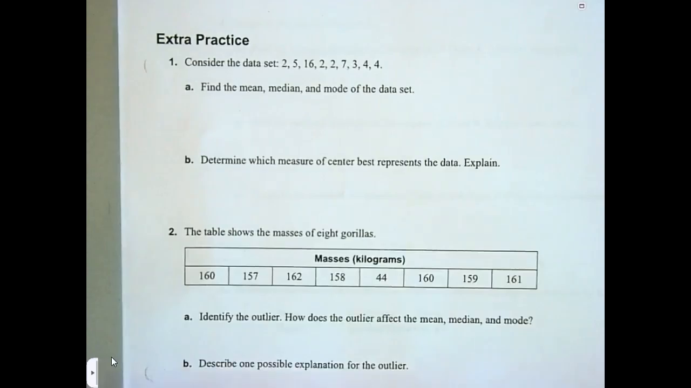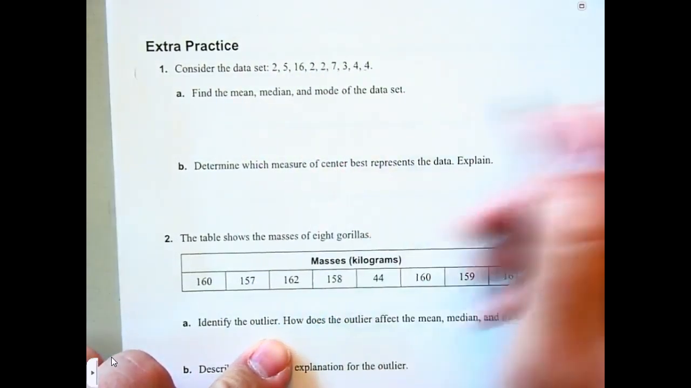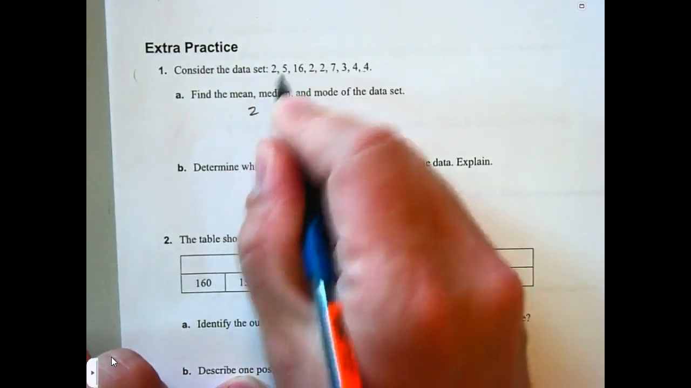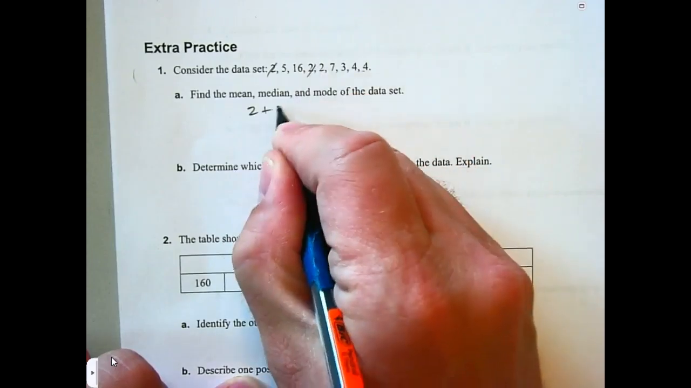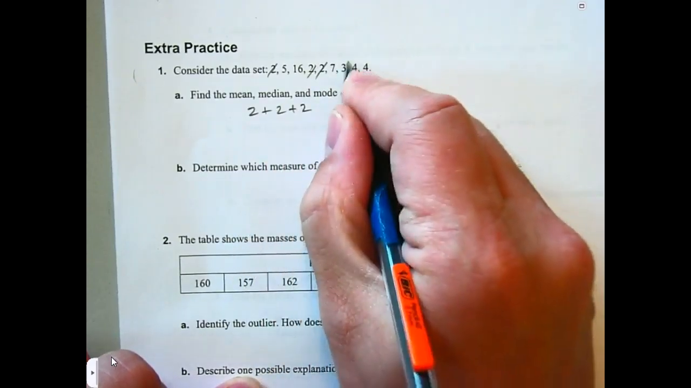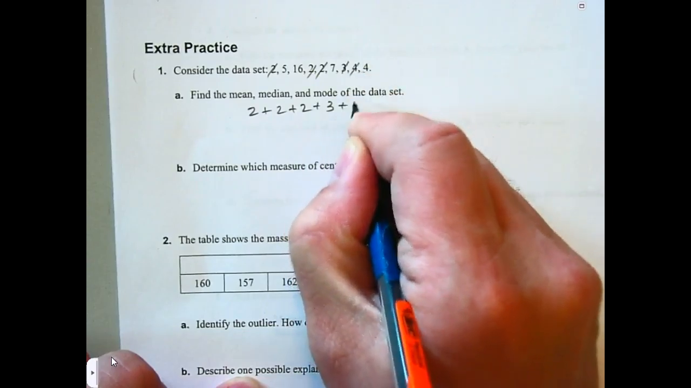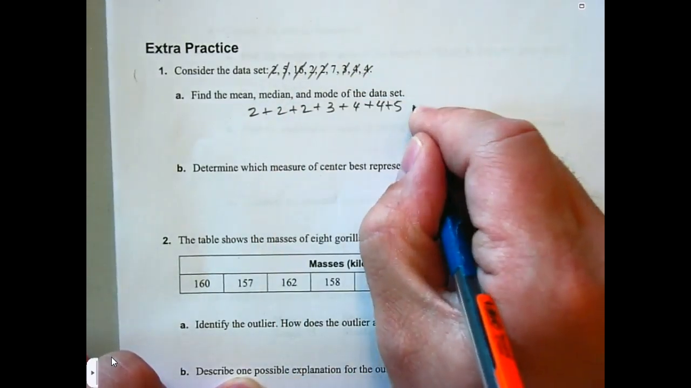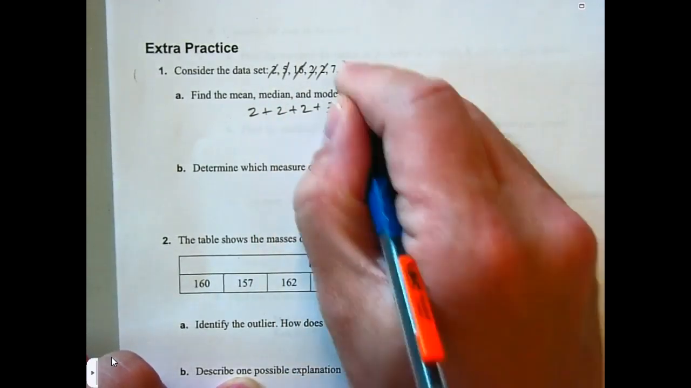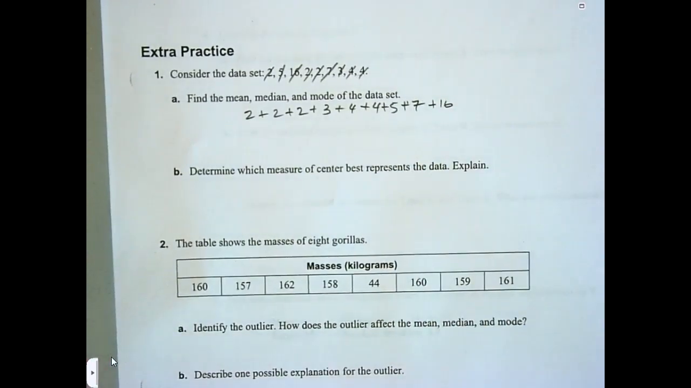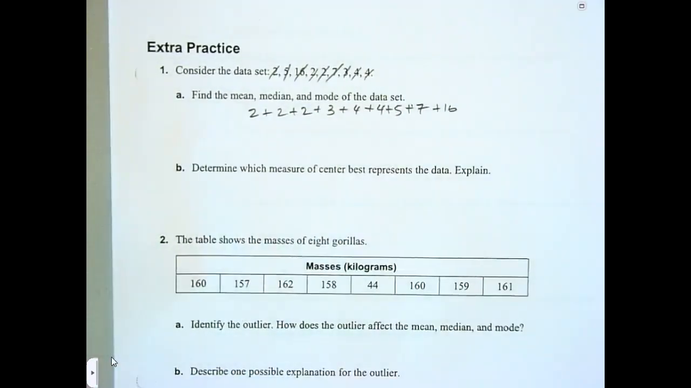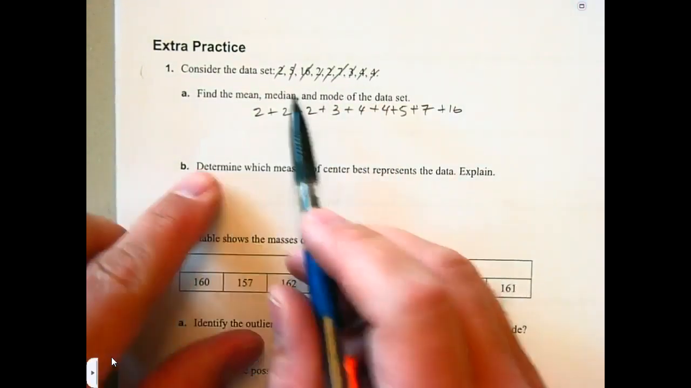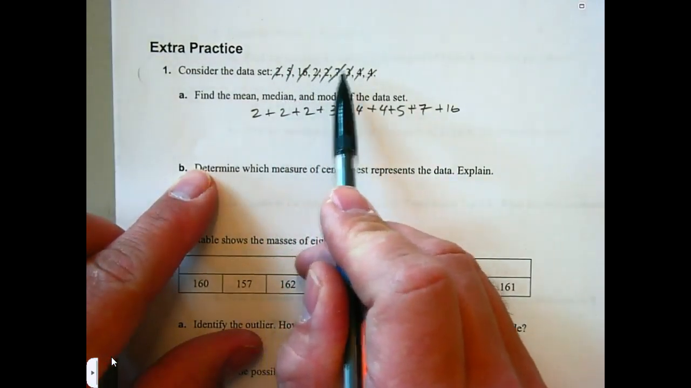When you're finding the mean, median, mode, the first thing I would do is take the data and put it in numerical order. So the lowest number is 2, and then another 2, another 2, a 3, a 4, a 4, a 5, and a 16. Oops, I missed a 7. Plus a 7, and a 16. By crossing them out as I do it, I don't forget one. I quickly looked at 16 and said it, but then I recognized there's a 7 as well. I double check. 1, 2, 3, 4, 5, 6, 7, 8, 9.